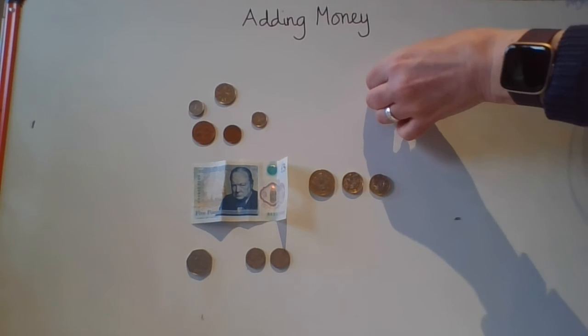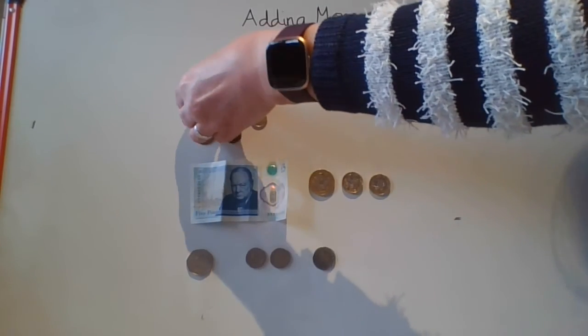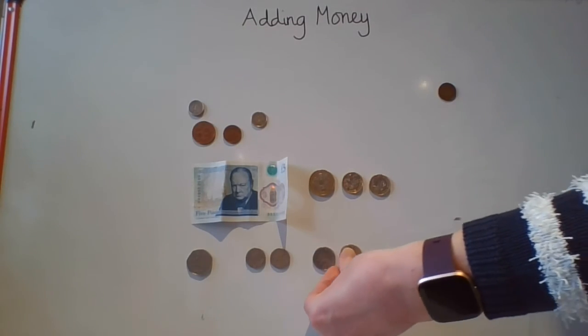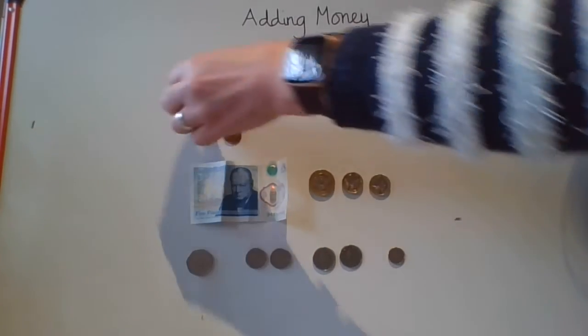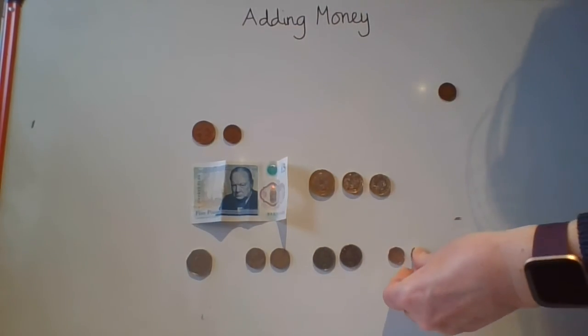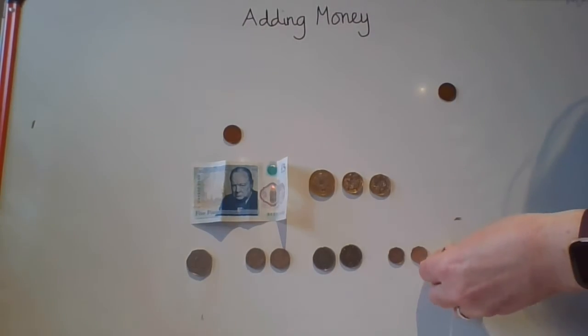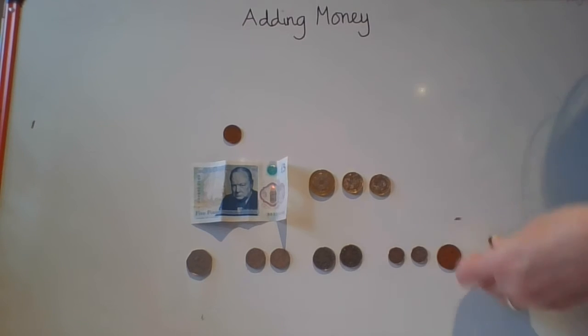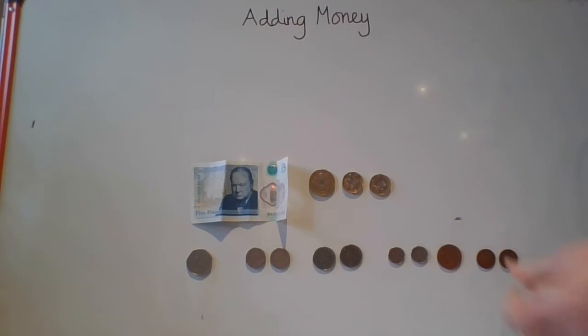Next I have my 10 pence and I have two of those as well. I've got two 5s, I've got 1, 2, and I have two 1s. So now that I've put them in an order, this will make it easier for me to see what I have and to add them up.